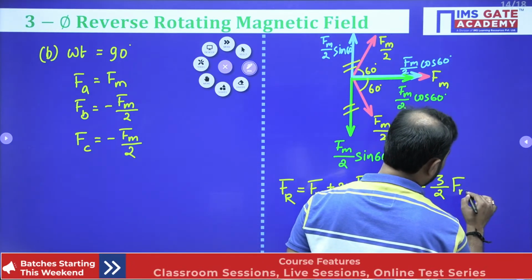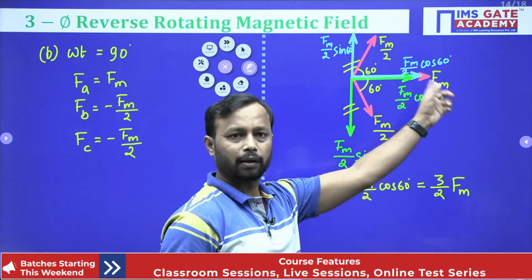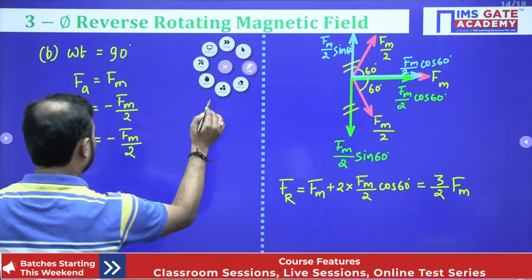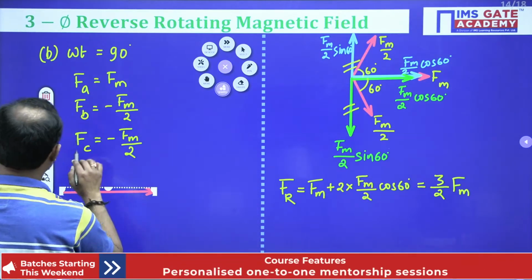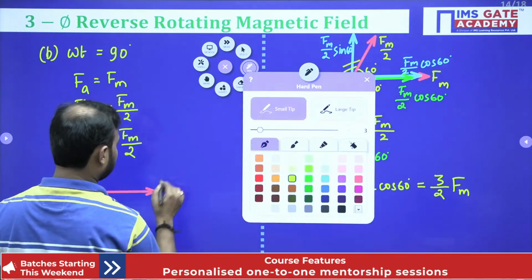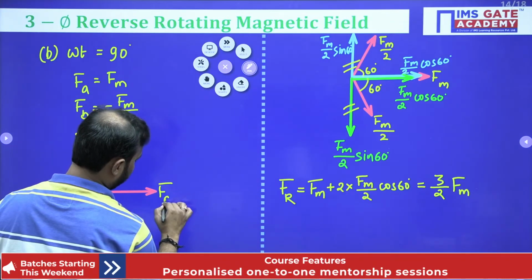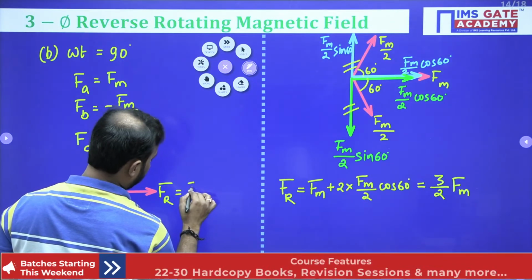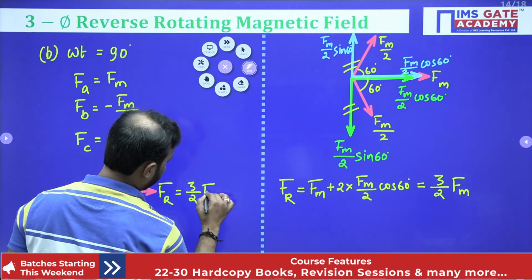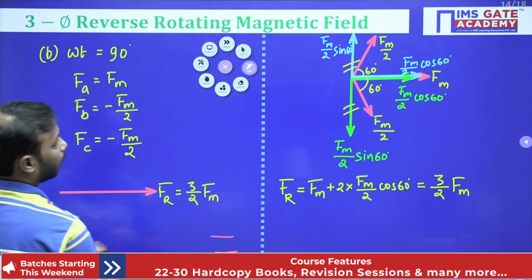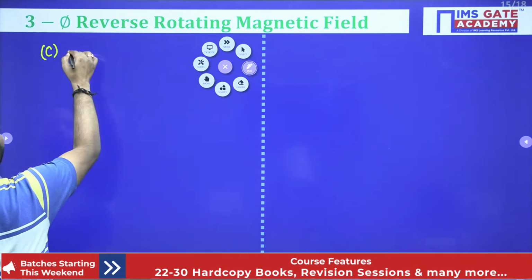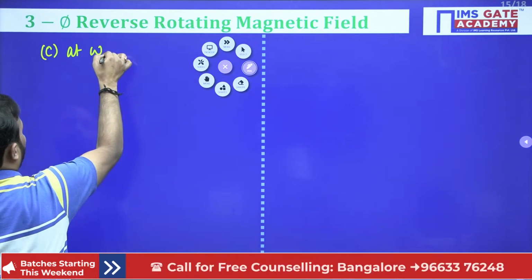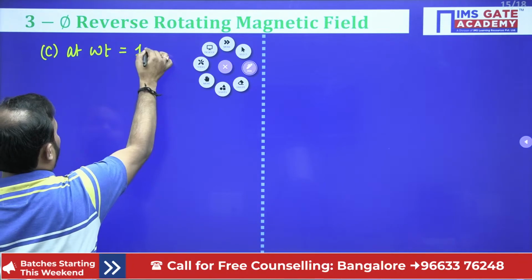Now this time what is the direction? Direction will be vertical. So let me draw here. So this is Fr, which is equal to 3 by 2 Fm. Done. Let me take a last instant, means a last value at omega t equal to 180 degree.